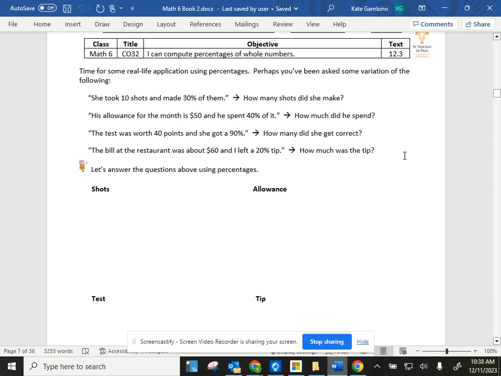Morning. Today we are continuing with working with percentages. We are doing CO32: I can compute percentages of whole numbers. So it's time for some real life application of using these percentages. We've been going back and forth with fractions and percents and decimals. Now this is when we use these things in our daily life.